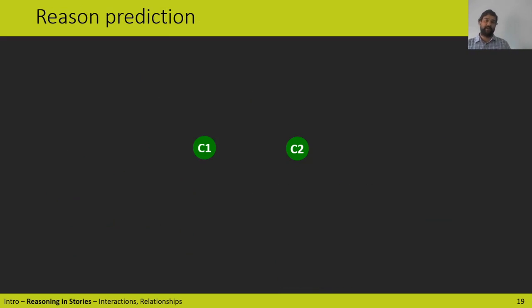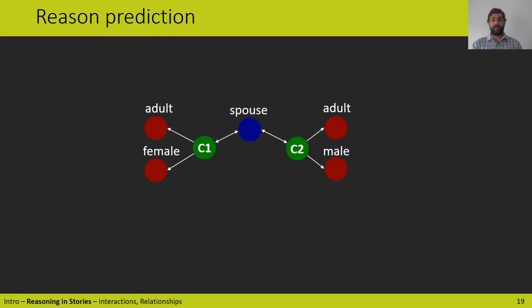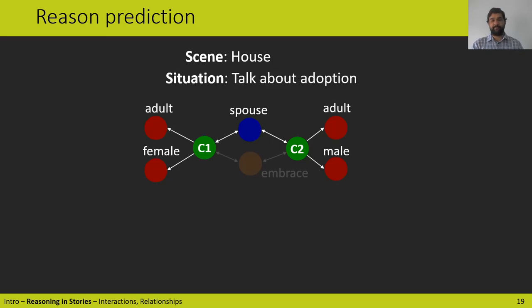Another task that we looked at was reason prediction, where the idea was to use an encoder-decoder framework to combine information such as a pair of characters, a male and a female, who are related by the spouse, so they are married to each other, and at a house they are talking about adoption. So the interaction is that they embrace, and then a model is basically given all this information and asked to predict why do they embrace.